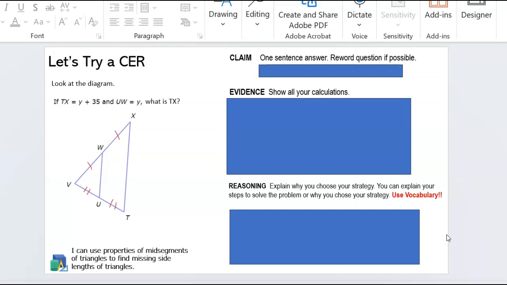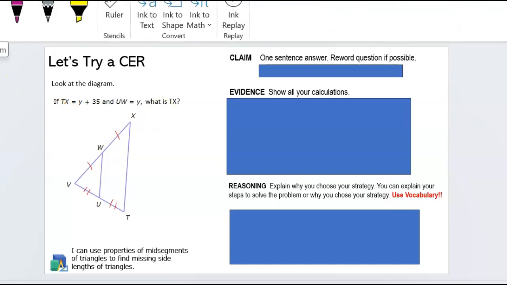So on the left-hand side, we have our image, and it's telling us, look at the diagram. If TX is y plus 35, and UW is equal to y, what is TX? And so what I'm going to do is label my triangle. When you're in Linkit, if you cannot label, you could just draw a triangle for yourself on your own piece of paper and label it for yourself. I think that would be really helpful.